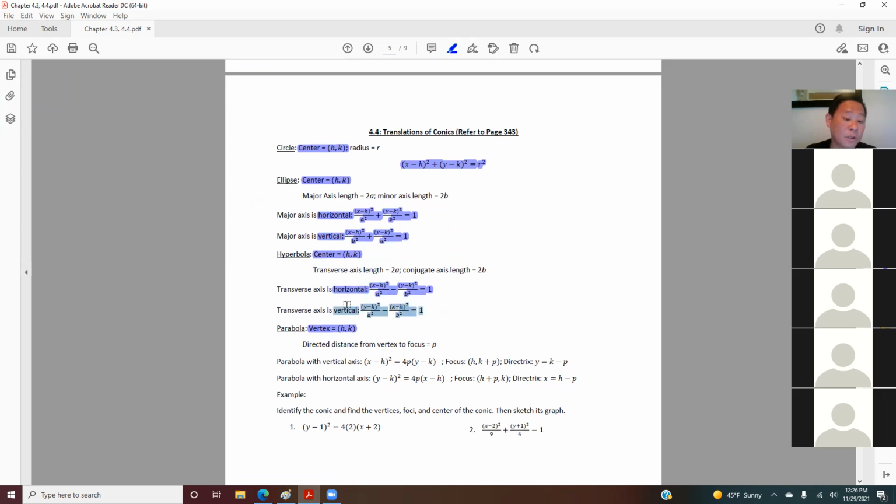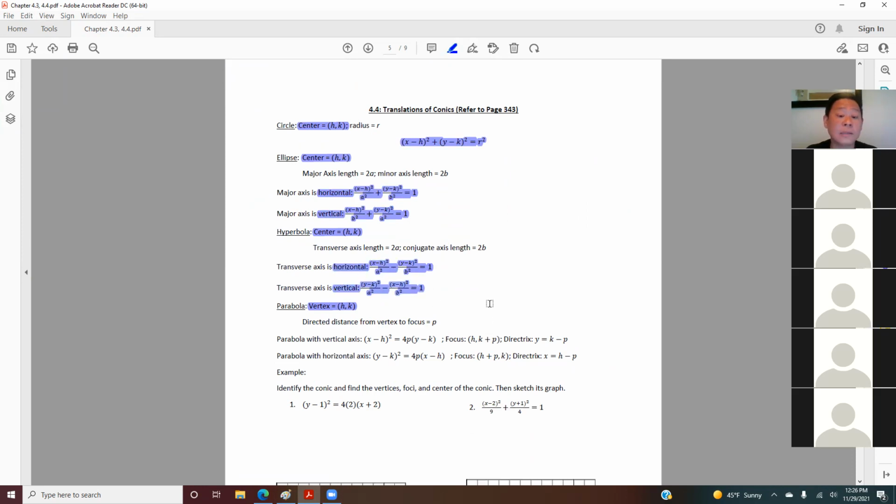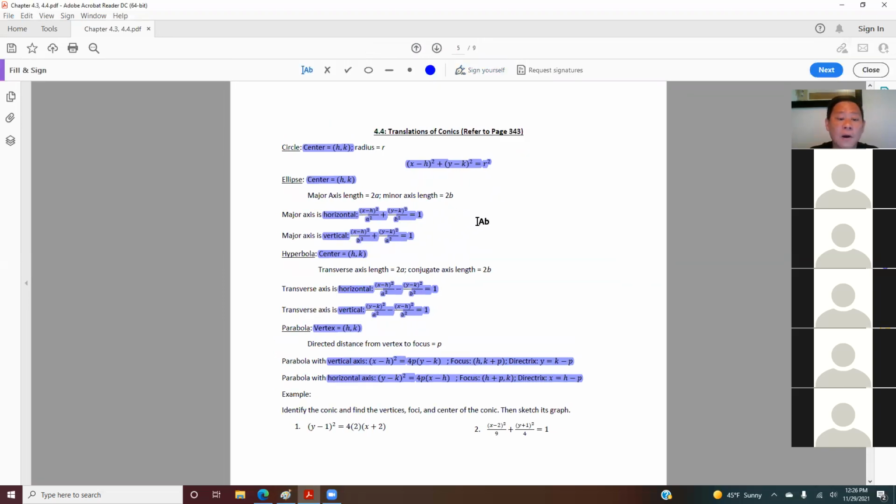as you know, you are allowed to use one little piece of notes in your test. So I will recommend you to put this in there. And don't forget, for ellipses, in order for you to find your C, C squared equals A squared minus B squared. And for hyperbola, it's going to be C squared equals A squared plus B squared.